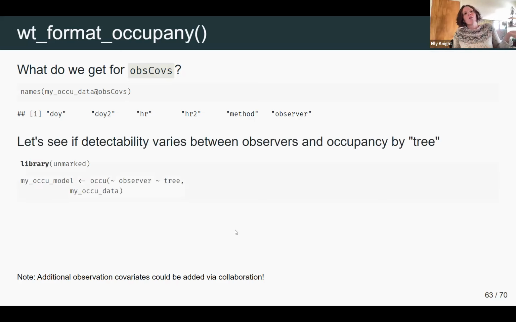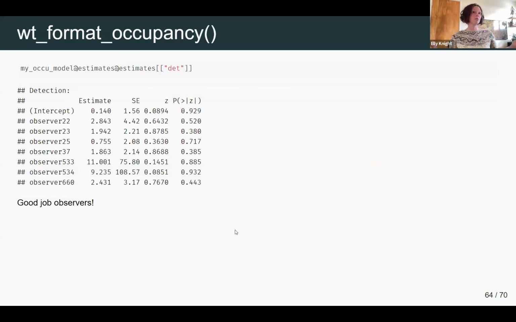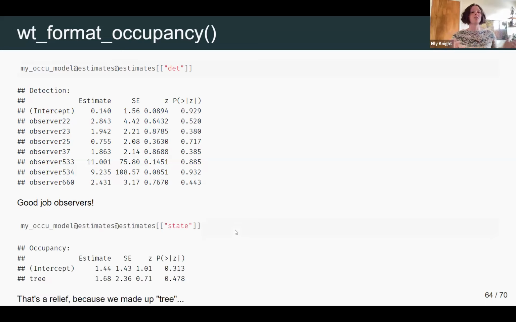Okay, so let's run a model. Let's test if detectability varies between observers and whether occupancy varies by our made up site covariate tree. So there's our function, and what do we get? Well, we're not seeing a lot of differences between our observers. That's great, good job, observers. And we're not seeing any relationship between occupancy and tree, which is a relief because we made it up.